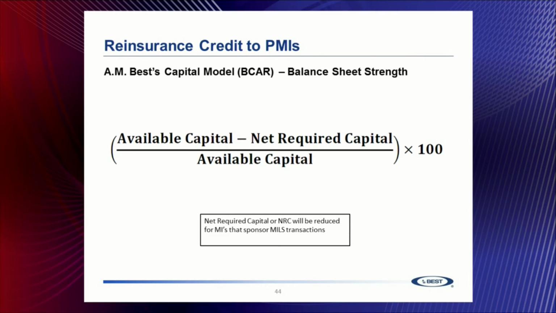Thanks, Y. So while the rating of the Mills transactions is very important and interesting, we believe that what PMIs most care about is probably the amount of reinsurance credit they'll get for sponsoring these transactions. As many of you know, AM Best has a capital model called BCAR, which helps us evaluate balance sheet strength. BCAR is made up of two main components, available capital and net required capital. An MI that sponsors a Mills transaction will reduce their net required capital, and I'll go through how that's done in the next few slides.